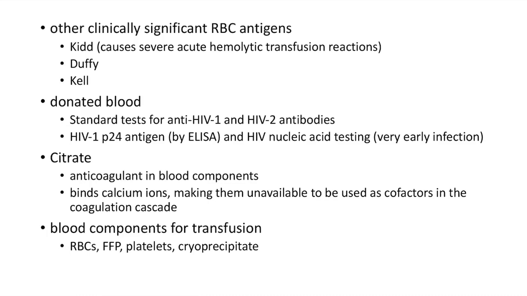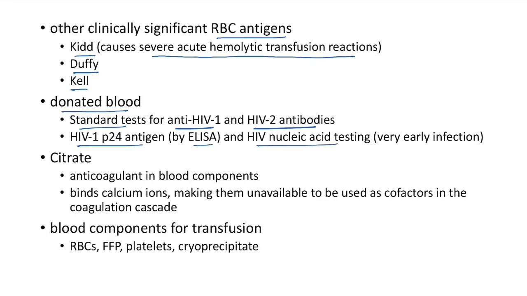Now let us see about other clinically significant RBC antigens. These include Kidd, which can cause severe acute hemolytic transfusion reaction if mismatch is there, Duffy and Kell. Now the donated blood should undergo standard tests for anti-HIV1 and HIV2 antibodies. Also, we have to do HIV1 P24 antigen by ELISA and HIV nucleic acid testing to detect very early infection.